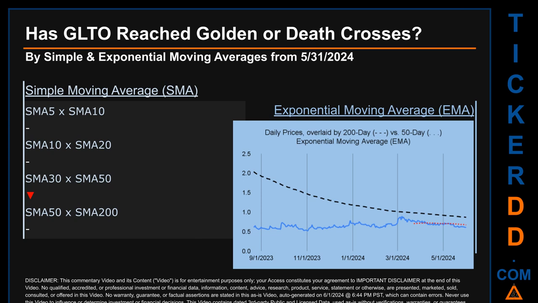Has GLTO price reached golden or death crosses? Golden cross and death cross are basic signals that compare average prices across two specified trade day ranges, a short-term versus a long-term range. For example, 5-day versus 10 trade days. Essentially, a golden cross is a bullish signal.